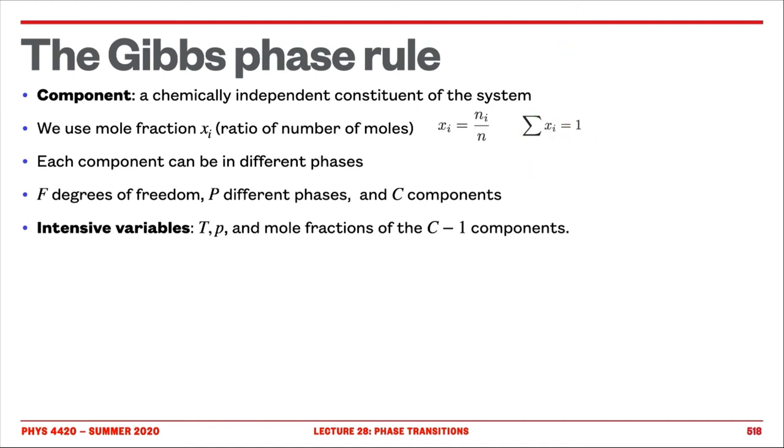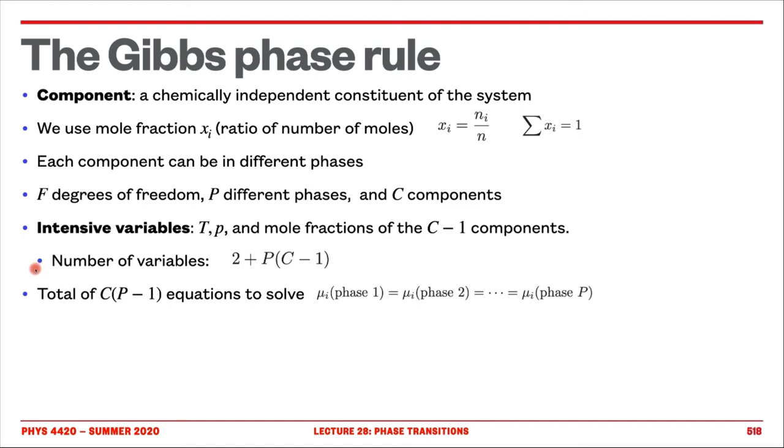So we basically have the total number of variables given by 2, because it's temperature and pressure, and we have C minus 1 mole fractions for each phase. So in other words, we have 2 plus P times (C minus 1). However, there are a number of constraints. This is not the total number of degrees of freedom. Some degrees of freedom are imposed by the fact that we know the others. In fact, we need the chemical potential of each component in the different phases to be the same. So if we have P phases, for component i, all the chemical potentials have to be the same at the phase transition.